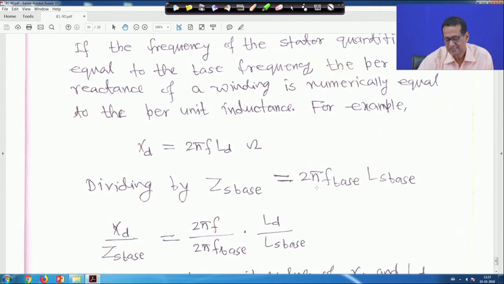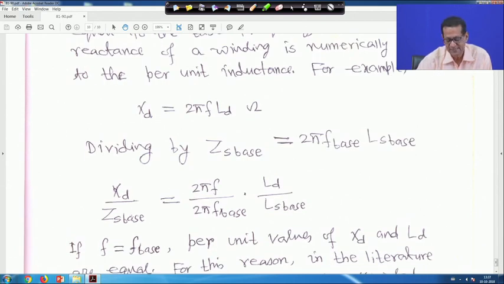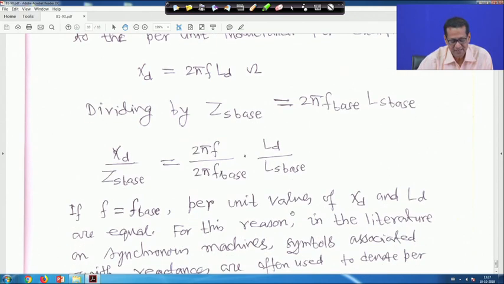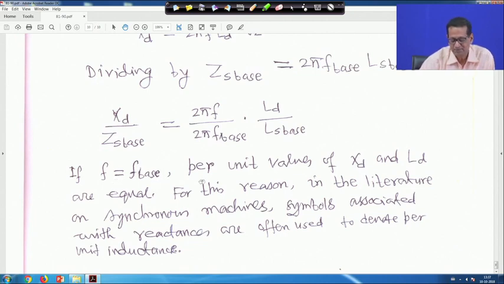Z is equal to L omega, so omega base will be 2 pi f base into LS base. Now if you divide both sides, XD upon ZS base, it is 2 pi f upon 2 pi f base into LD upon LS base. But f is equal to f base, so per unit values of XD and LD are actually equal, because the synchronous machine is rotating at synchronous speed, and f base is nothing but 60 Hz if it is 60 Hz, or 50 Hz if it is 50 Hz. So f is equal to f base, this term will cancel, and ultimately XD per unit is equal to LD per unit.